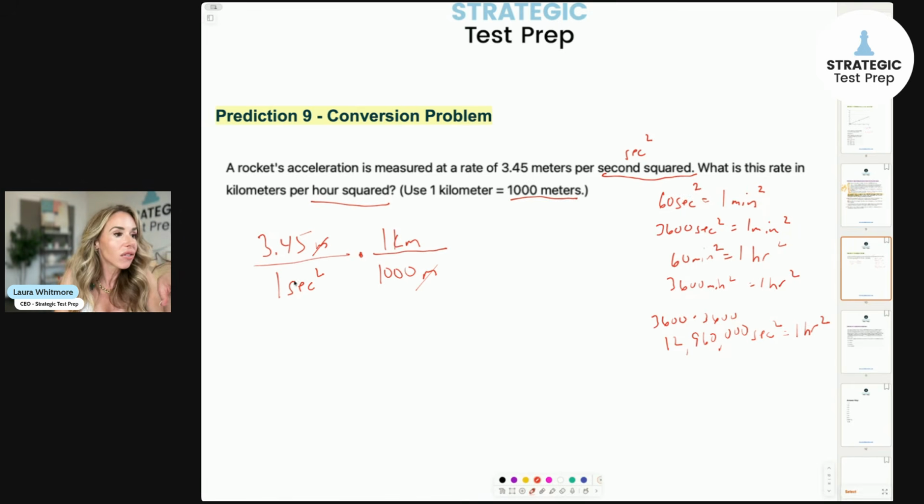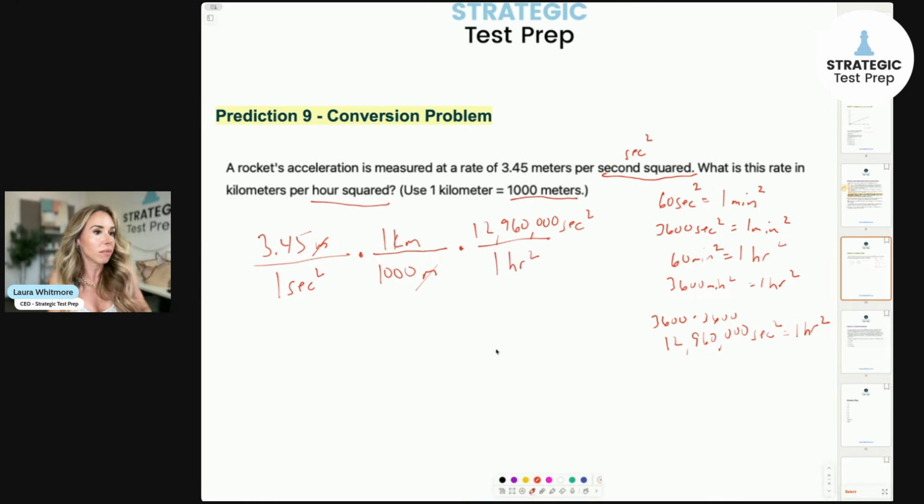Okay, now I want to convert the second squared to hours squared. So I'm going to put second squared on top because it's on the bottom, so that they'll cancel with each other. And I'll put 1 hour squared on the bottom. Okay, so seconds cancel with seconds. So we're going to be left with kilometers over hours squared. And now we just multiply straight across.